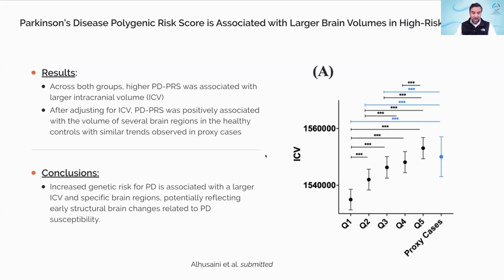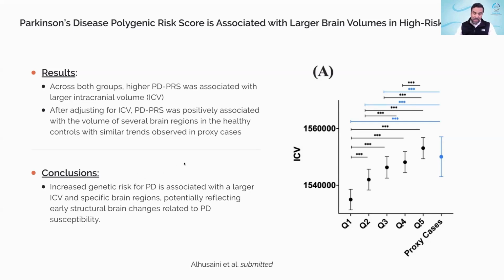So an example is here where we divided the healthy controls into quantiles based on the PRS. So Q1 will have a very low Parkinson's disease PRS, and Q5 would have a very high Parkinson's disease polygenic risk score. This is the proxy cases or the first degree relatives. So you can appreciate those who have a high Parkinson's disease polygenic risk score had actually larger volumes. And the first degree relatives almost fall within that range of high intracranial volume.